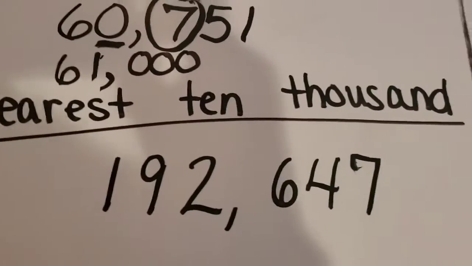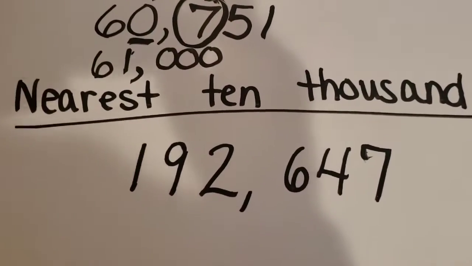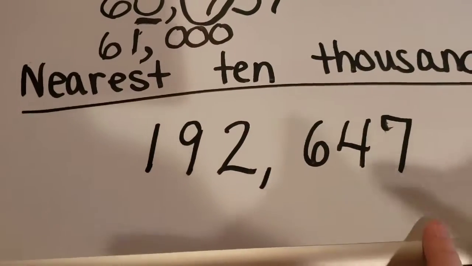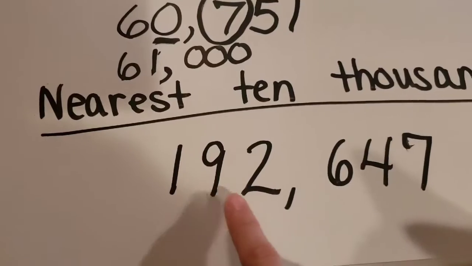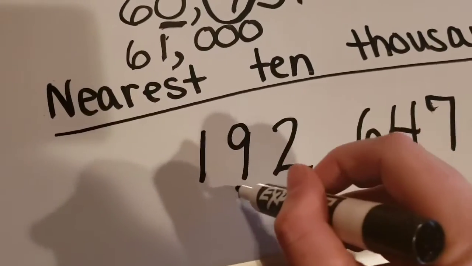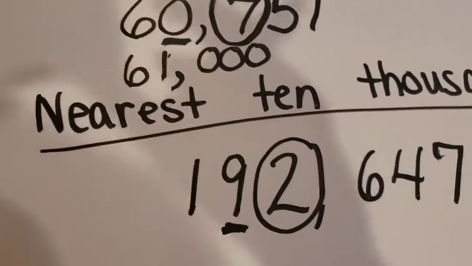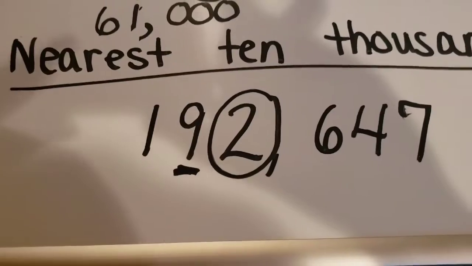And you might get a problem that asks you to round to the nearest 10,000. So you're going to use your place value positions to find the 10,000s place. Alright, so we have the ones, the tens, the hundreds. This is the thousands. This is the 10,000. So I'm going to underline it. I'm going to circle the digit next door. And think about my rhyme. 4 or less, let it rest.